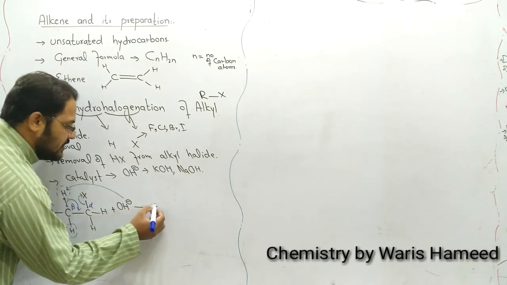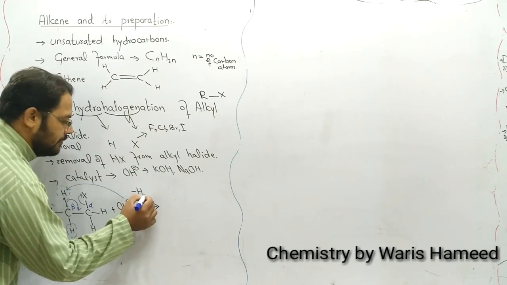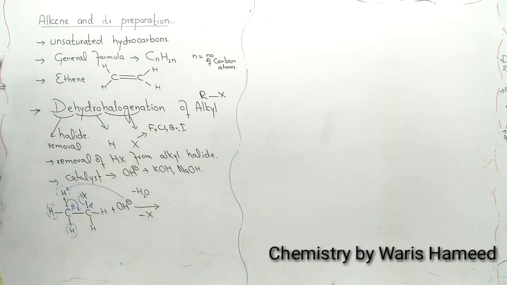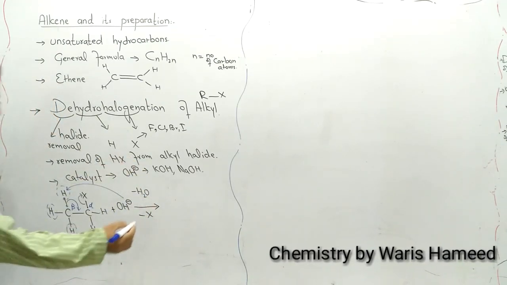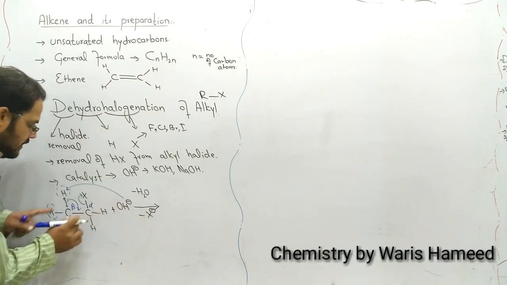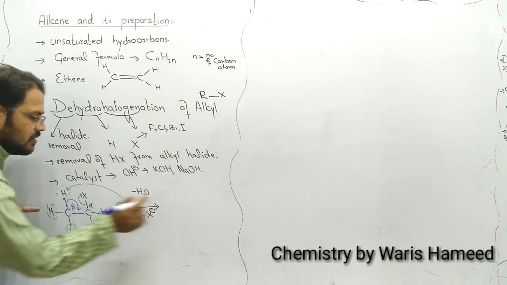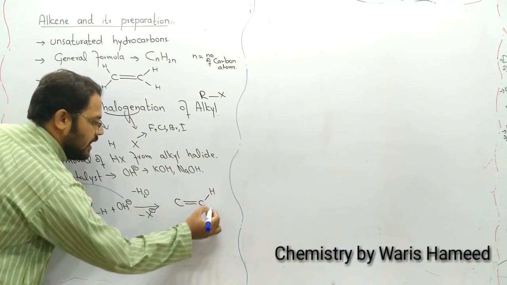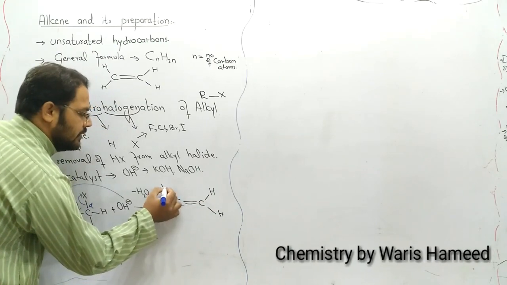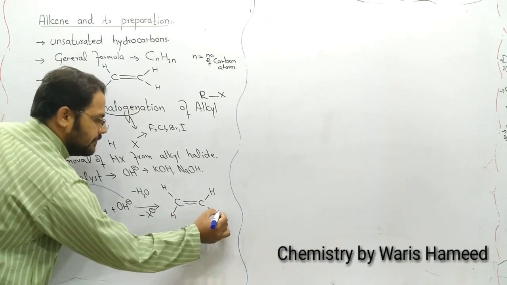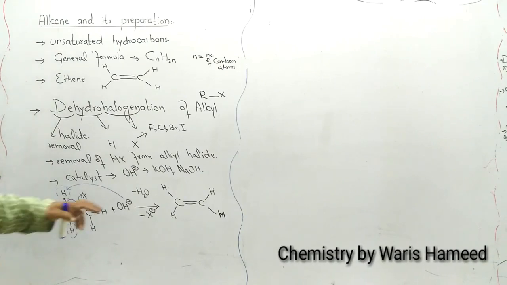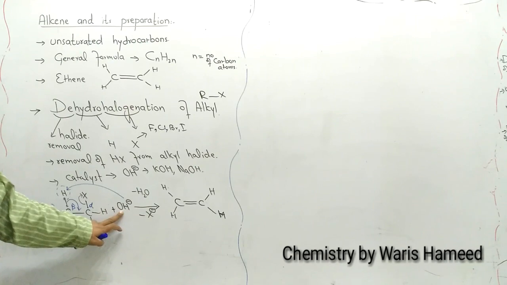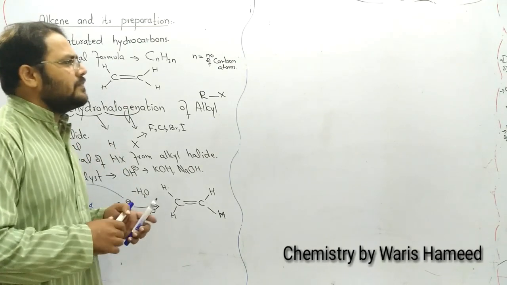In this reaction, water will form, the halogen will be removed as a halide ion, and a double bond will form between the carbon atoms. And we know that it's an alkene. After this, hydrogen halide will be removed and hydroxyl as a catalyst will be regenerated.